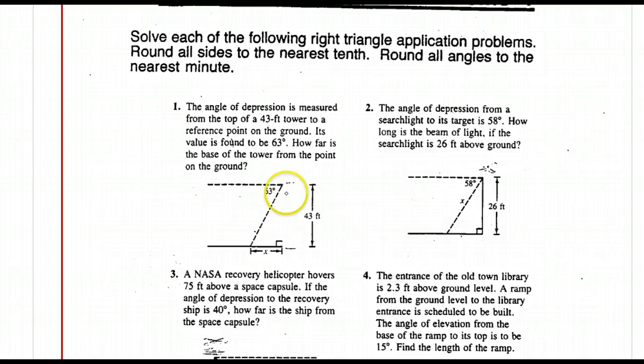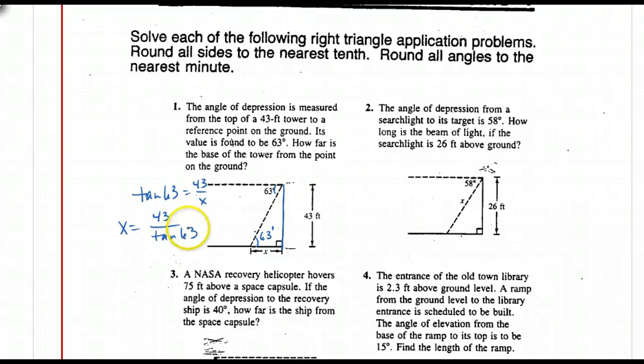And so if we move some of our information over here, we can label this side as 43, and these angles must be congruent. They're alternate interior angles. So we can solve for x by using the equation tangent of 63 is equal to 43 over x. In order to solve for x, we write x is equal to 43 divided by tangent of 63. And when you type that into the calculator, you should get that x equals 22 feet.